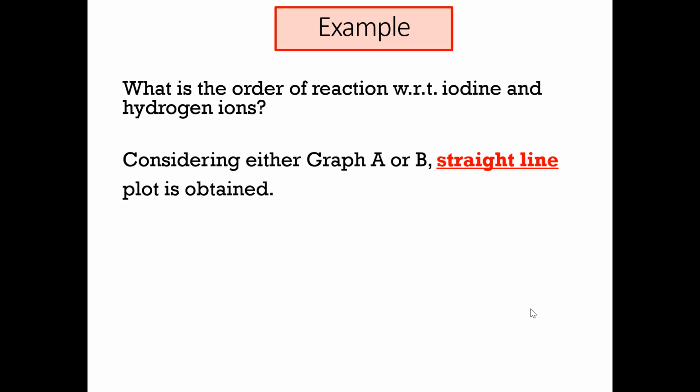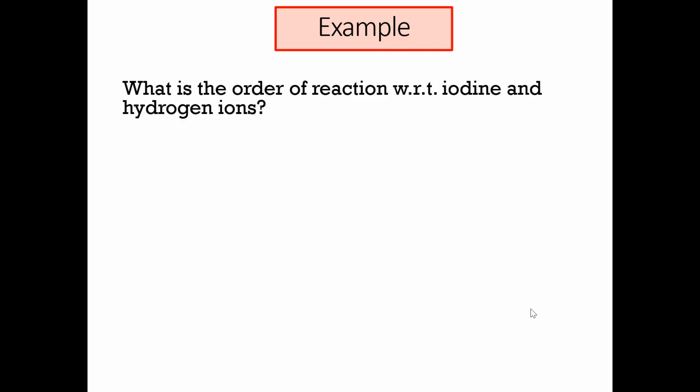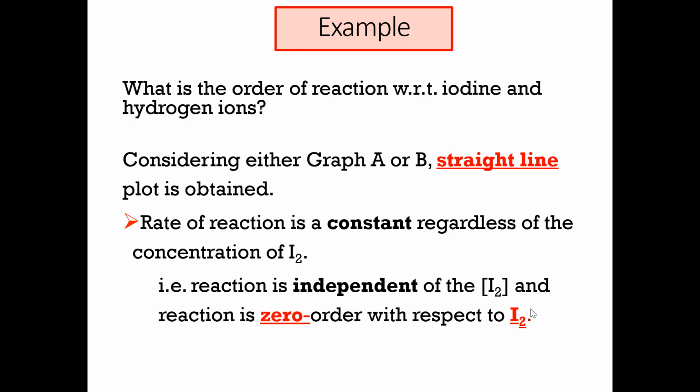Considering this, either graph A or graph B, we are having a straight line. What the straight line means, we just talked about this, right? If a concentration time graph is a straight line, we are getting a zero order. So check your y-axis in this case. Your y-axis is actually corresponding to concentration of I2. So logically, you will be able to tell me that the order of reaction with respect to I2 is zero order. Is that okay?